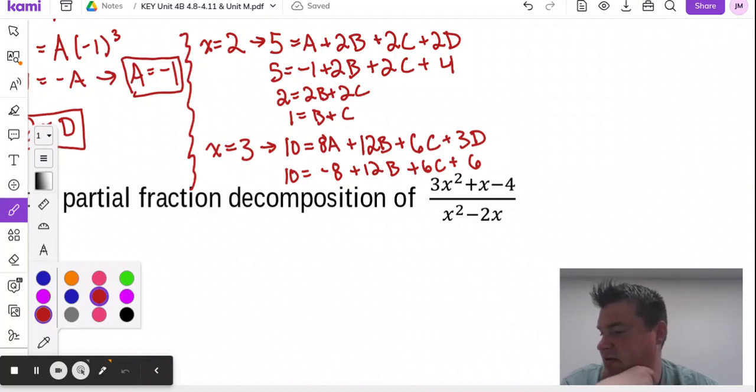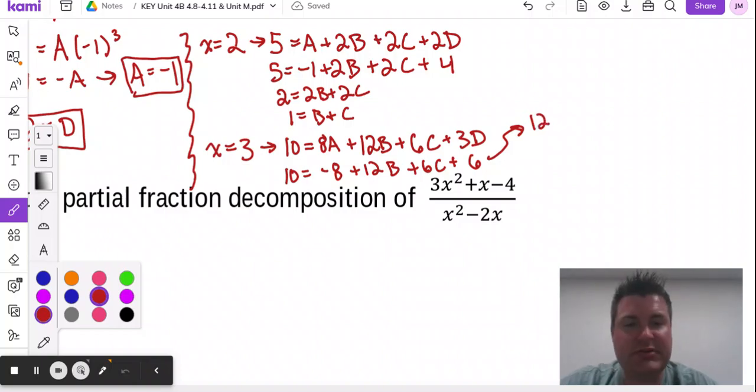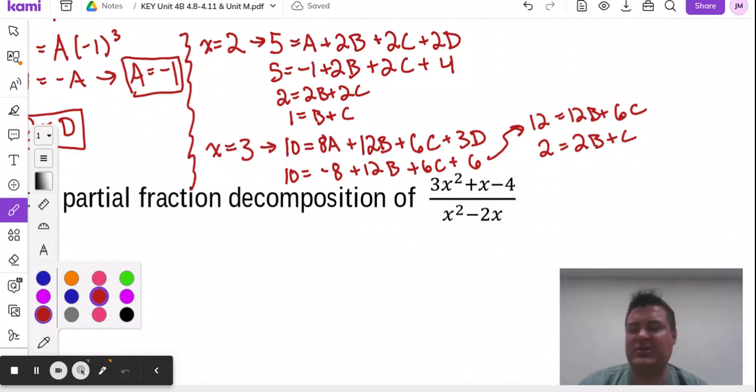When I solve for this, just checking my work real quick, making sure I'm good to go. I'm going to get 12 if I subtract 6 from both sides and then add 8 to both sides. I'm going to end up with 12 equals 12b plus 6c. So divide everything by 6 here, make this a little bit nicer. Okay. 2 options. I can use elimination or substitution. Since I have a system of equations here, I think it's pretty easy to just go c is equal to 2 minus 2b.